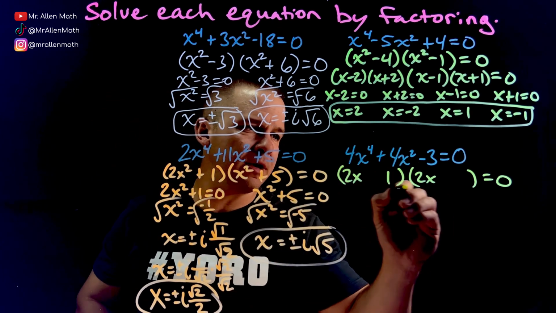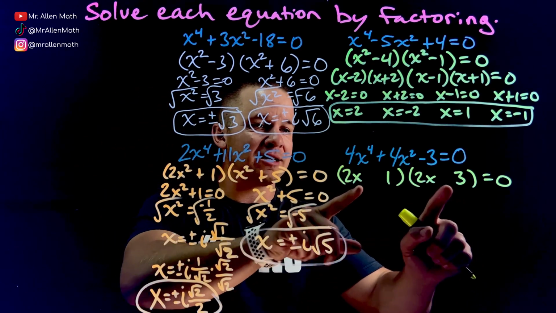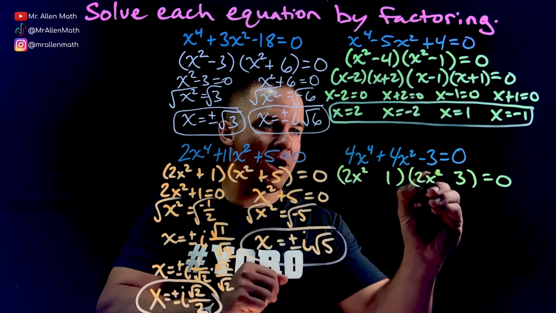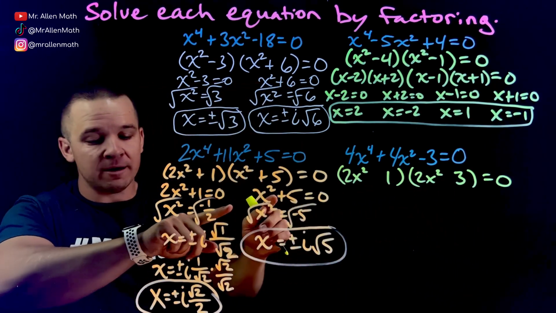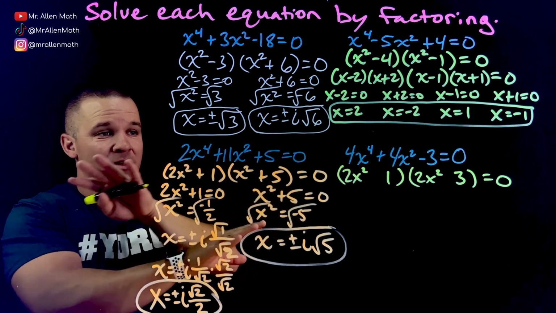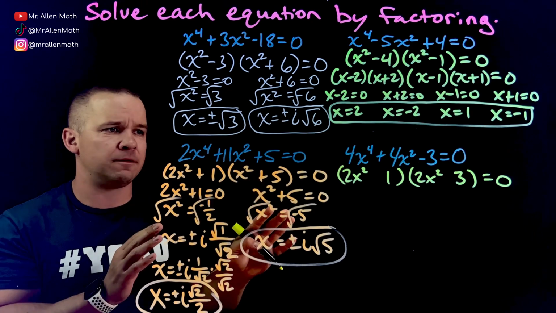Now, does it matter where I place the 1 and the 3? No, because it will multiply out the same. This is going to give me 6x squared. This is going to give me 2x squared, right? So either way we slice it there, 3 and 1, 1 and 3, it's going to multiply out the same. So now we can just focus on our negative and positive.